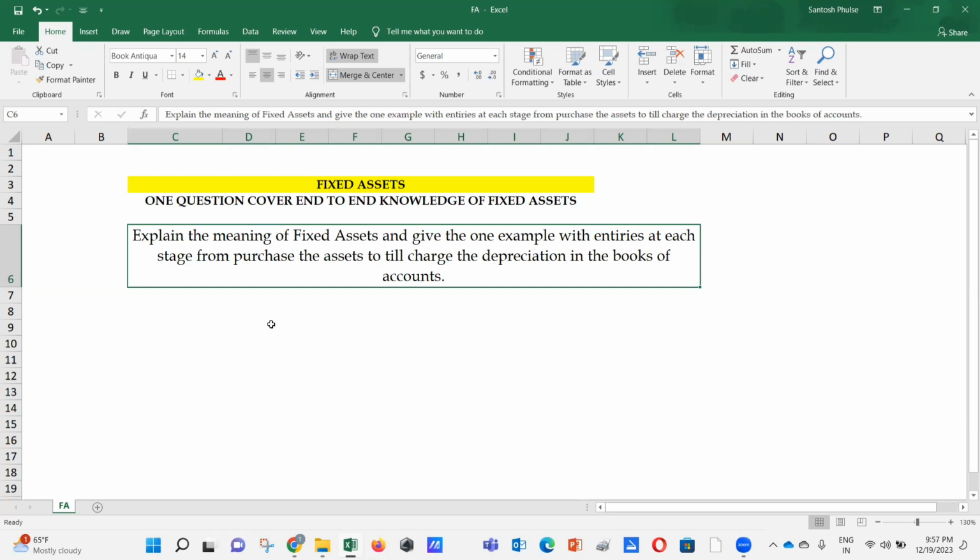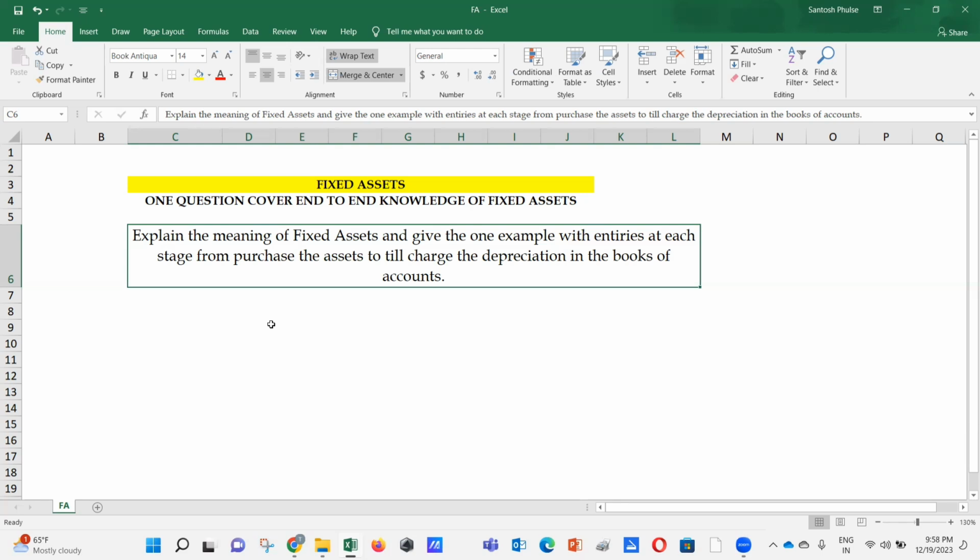So here, when we explain the fixed asset, it means it's going to be used for the business from the long-term standpoint, and from it we are going to generate revenue in the future. And the lifespan of that asset is going to be more than 1 year. That's the meaning of fixed assets.